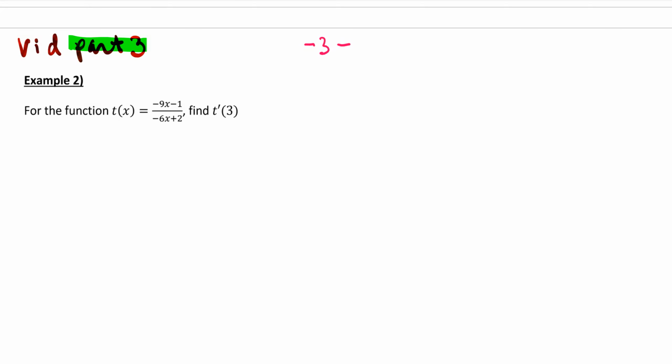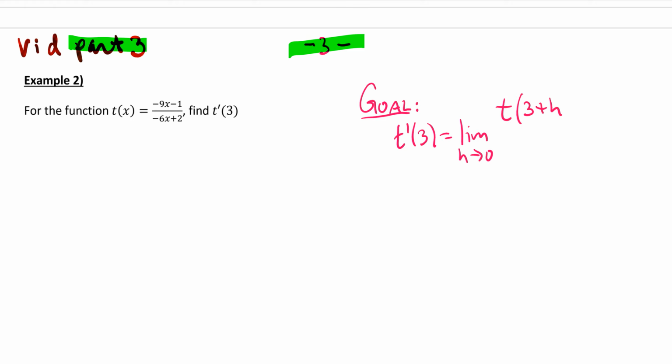This is week 5, asynchronous notes, and this is page 3. Example 2. So for the function t of x equals negative 9x minus 1 over negative 6x plus 2, we're supposed to find t prime of 3. Our goal then is to evaluate the limit as h goes to 0 of t of 3 plus h minus t of 3 all over h. Just like we did in example 1.